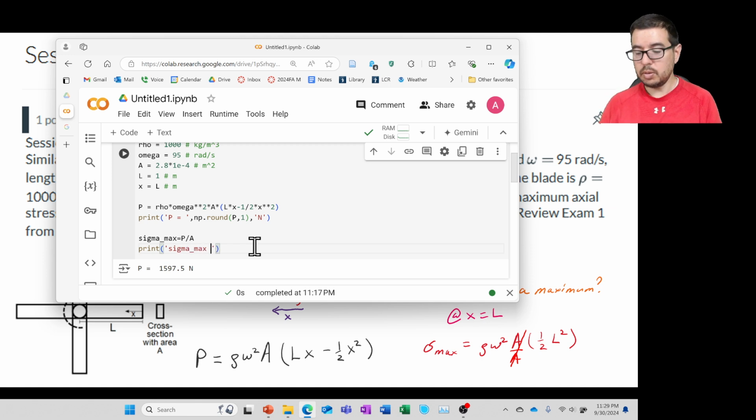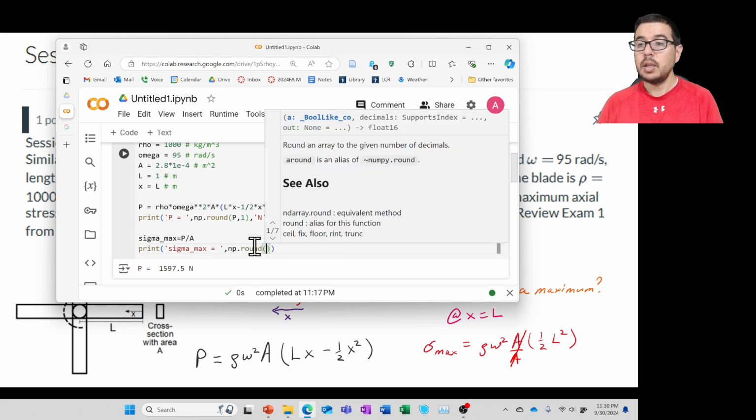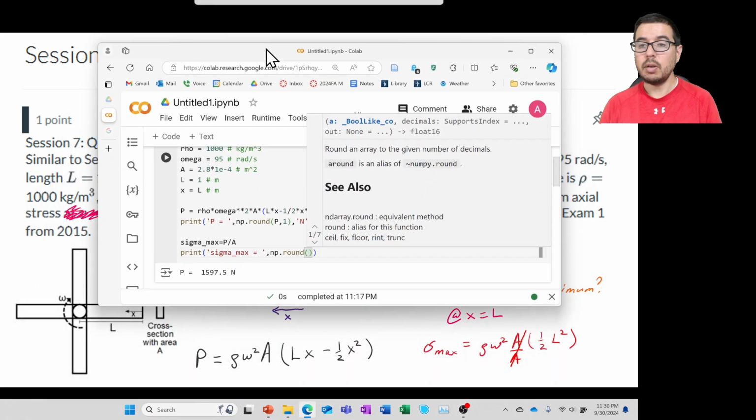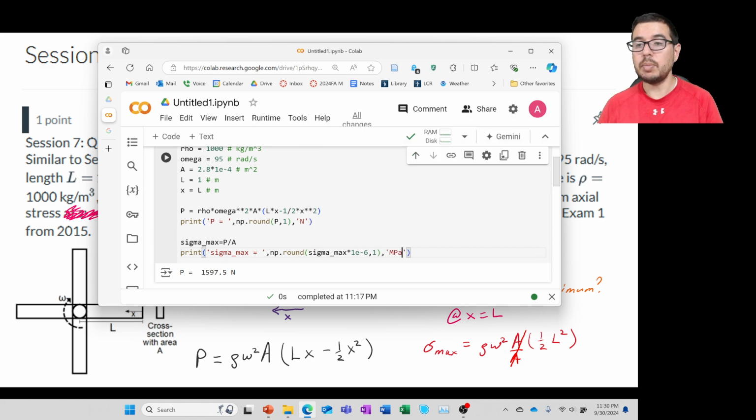So here we'll say sigma max is equal to this. They wanted units; we want units of megapascal. So we're going to multiply by 1e-6. So we have sigma max here times 1e-6. One decimal point will be plenty, and we do megapascals like this. All right, let's see what we get.